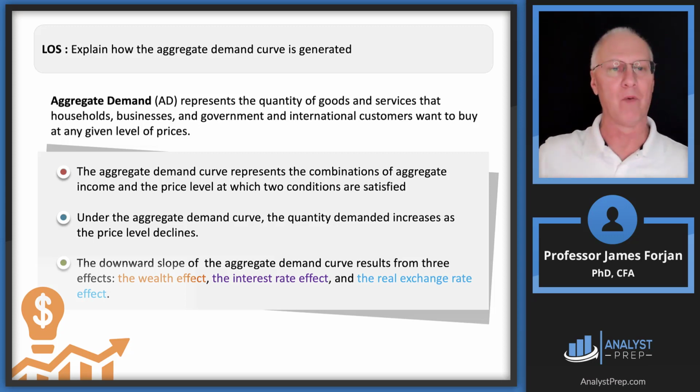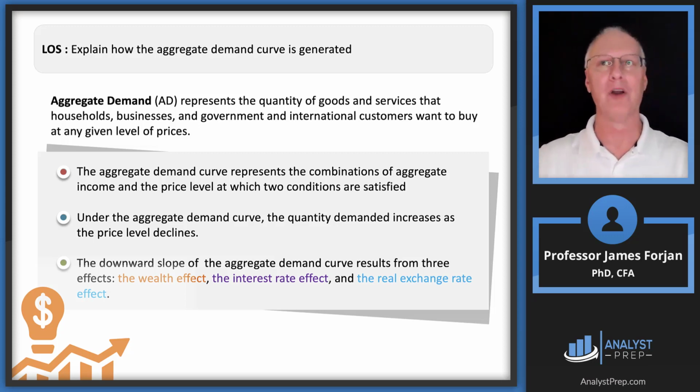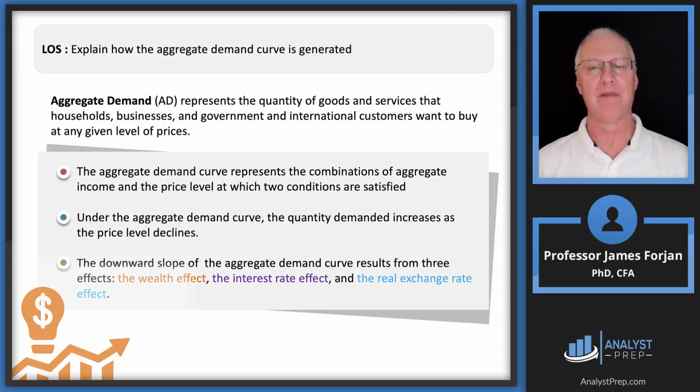We start with my one Honeycrisp apple in my backyard, and we lead to the entire economy. All right, so let's go through some of these bullet points. Aggregate demand curve, combination of aggregate income and price level at which two conditions are satisfied, right? Quantity demanded increases as the price level declines. That's the same as we had at the micro level. And this downward slope is the result of three effects.